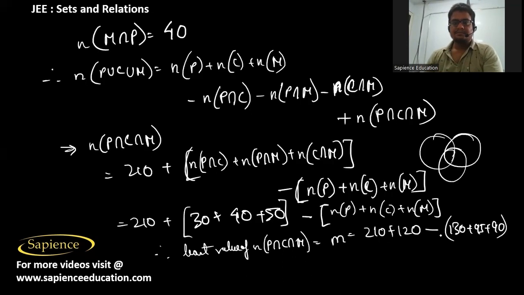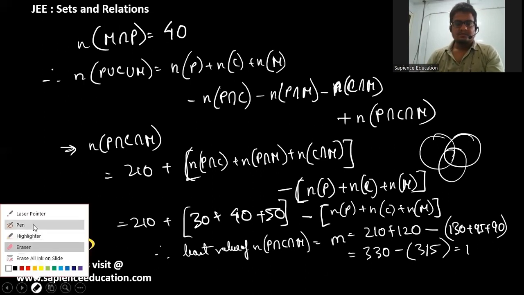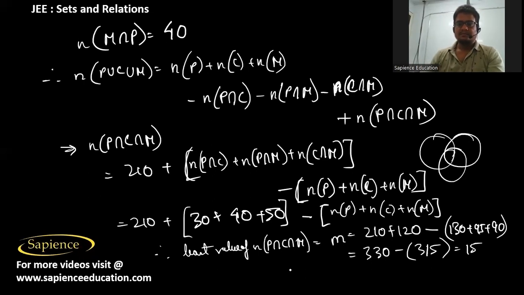So then this will be equal to 330 minus 5, then 9 to the 18, 18 plus 3, that is 21, 2 plus 1, that is 3, 315, that is equal to 15. So this is equal to 15.